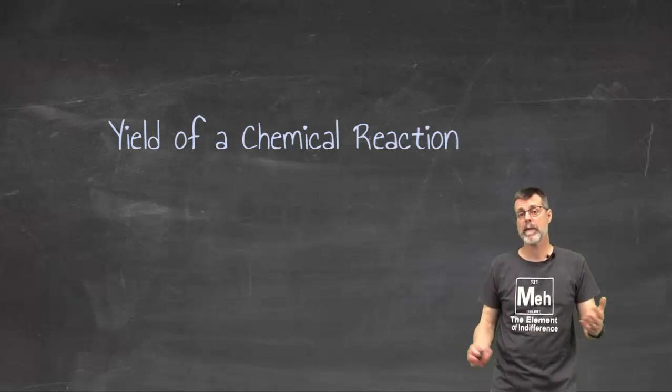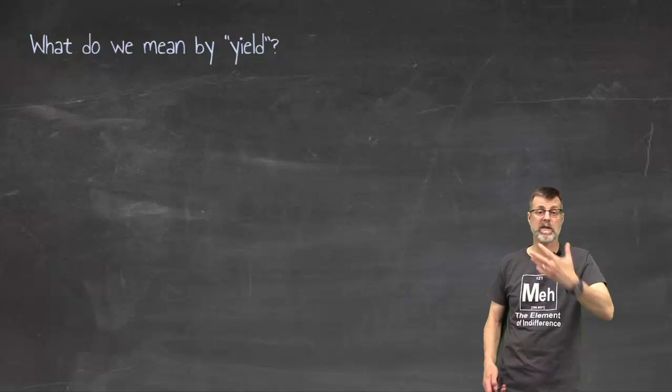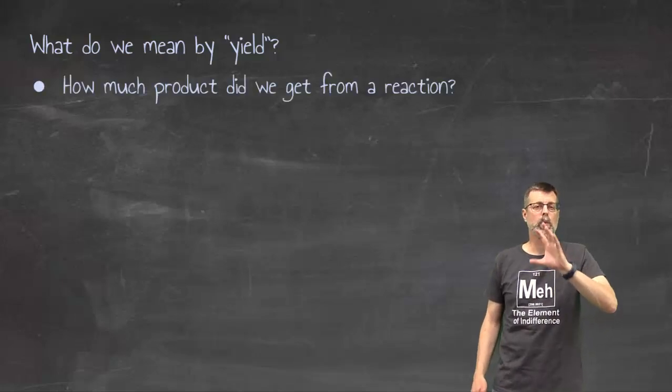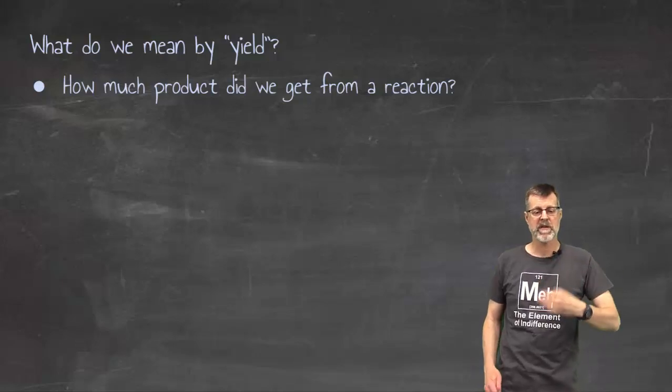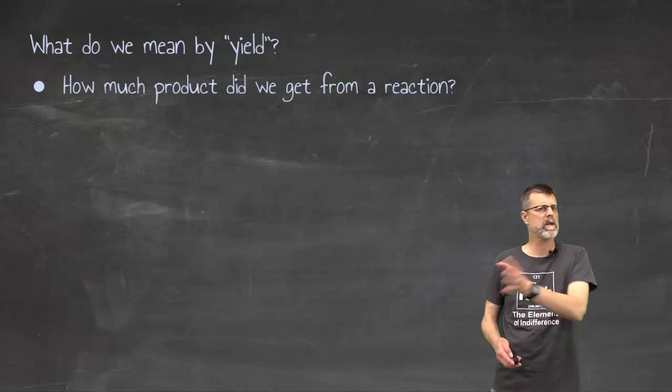Today we're talking about yield of a chemical reaction, as you can see, and it's actually a pretty simple idea, probably one that you don't really need to be explained. However, we're going to have three pieces to this. Number one is how much did we actually get from a reaction? It's always going to be concerned about a product.